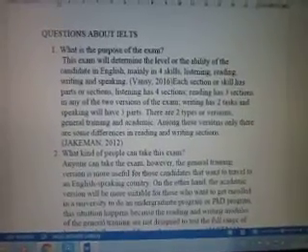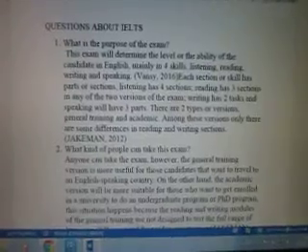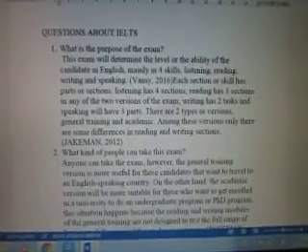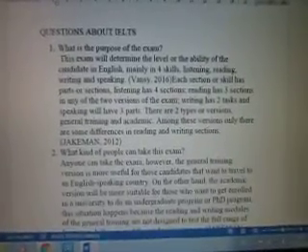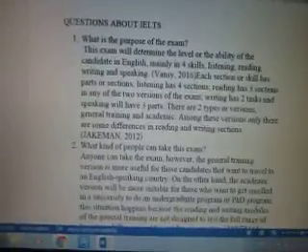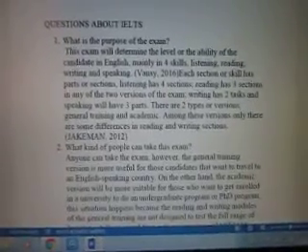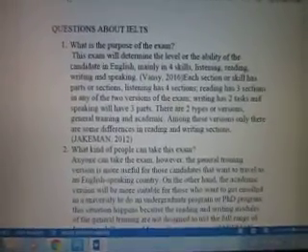There are 2 types of versions of this exam. The versions are the general training, that is the most common for people, for tourists mainly, and academic module, that is most for studying purposes.